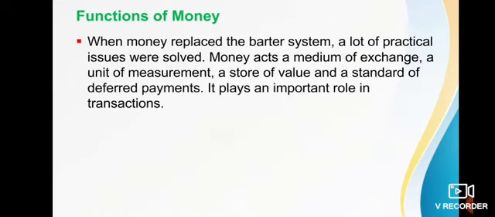Function of money. Money replaced the barter system. A lot of practical issues were solved, that is, the practical issues in the barter system. Money acts as a medium of exchange, a unit of measurement, a store of value, and a standard of deferred payment. It plays an important role in transactions. Money also does the work of medium of exchange, unit of account, and store of value.